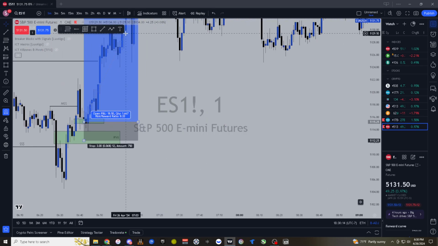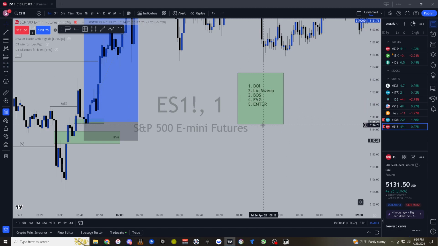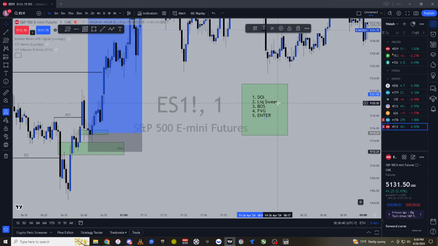And that brings me back to the last part of the strategy. So first is find the draw. 2, look for a liquidity sweep. 3 is a break of structure. 4, fair value gap. And then obviously 5, enter. This is what you look for. This is the strategy. This is it. This is all you need. You don't need anything else.